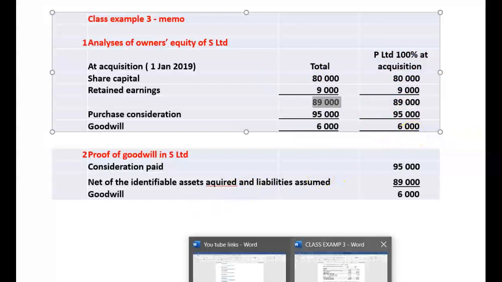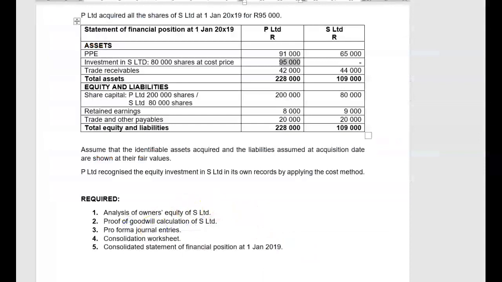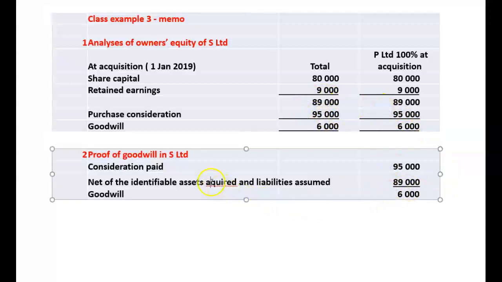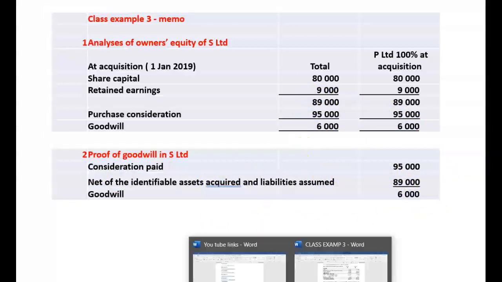The second part of the question wants you to do proof of the goodwill calculation. Now that is exactly the same. Consideration paid 95,000, net asset value was 89,000, and then goodwill was 6,000 Rand as we had there.